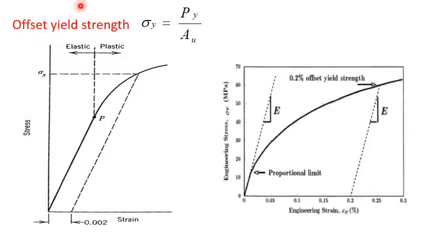By this method we can find the yield strength corresponding to 0.2% of strain. This is again one more non-linear elastic property, or they may ask you to explain the offset yield strength, or how to find the offset yield point.